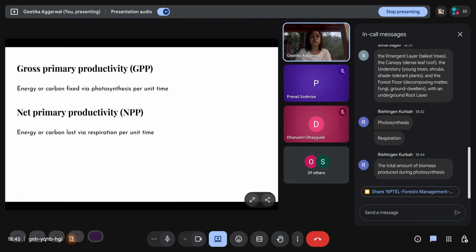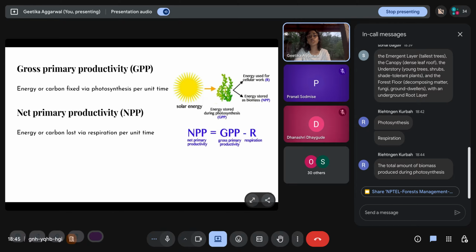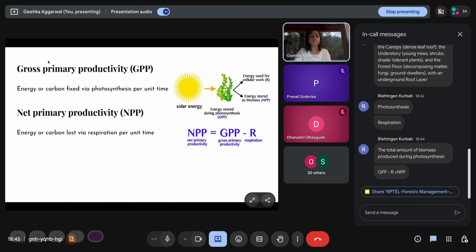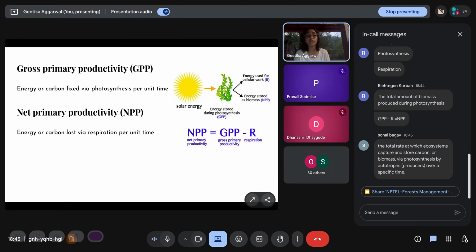So that's the net primary productivity. And when you look at the relationship between gross and net primary productivity, basically NPP is GPP minus R. So there is some gross primary productivity, out of which some of the energy which is used by cellular work is lost as respiration, and some of the energy or carbon which stays stored even after that loss is called net primary productivity, and that is GPP minus R.